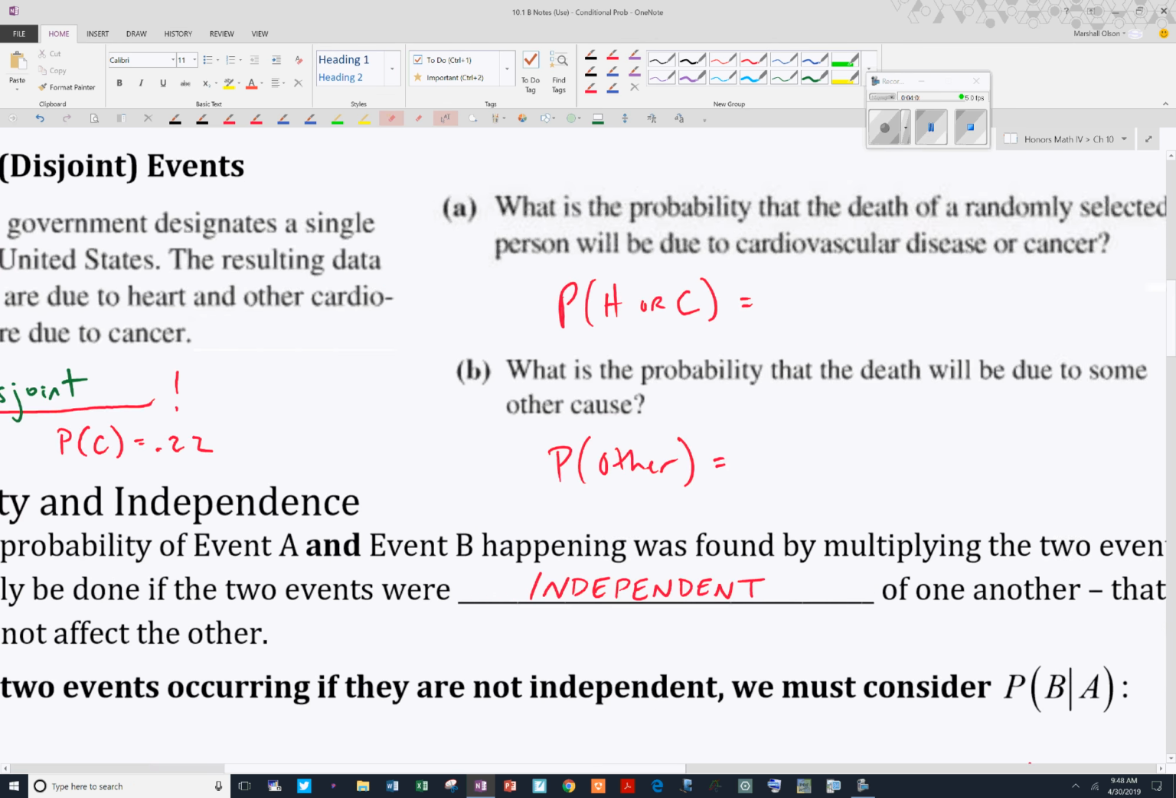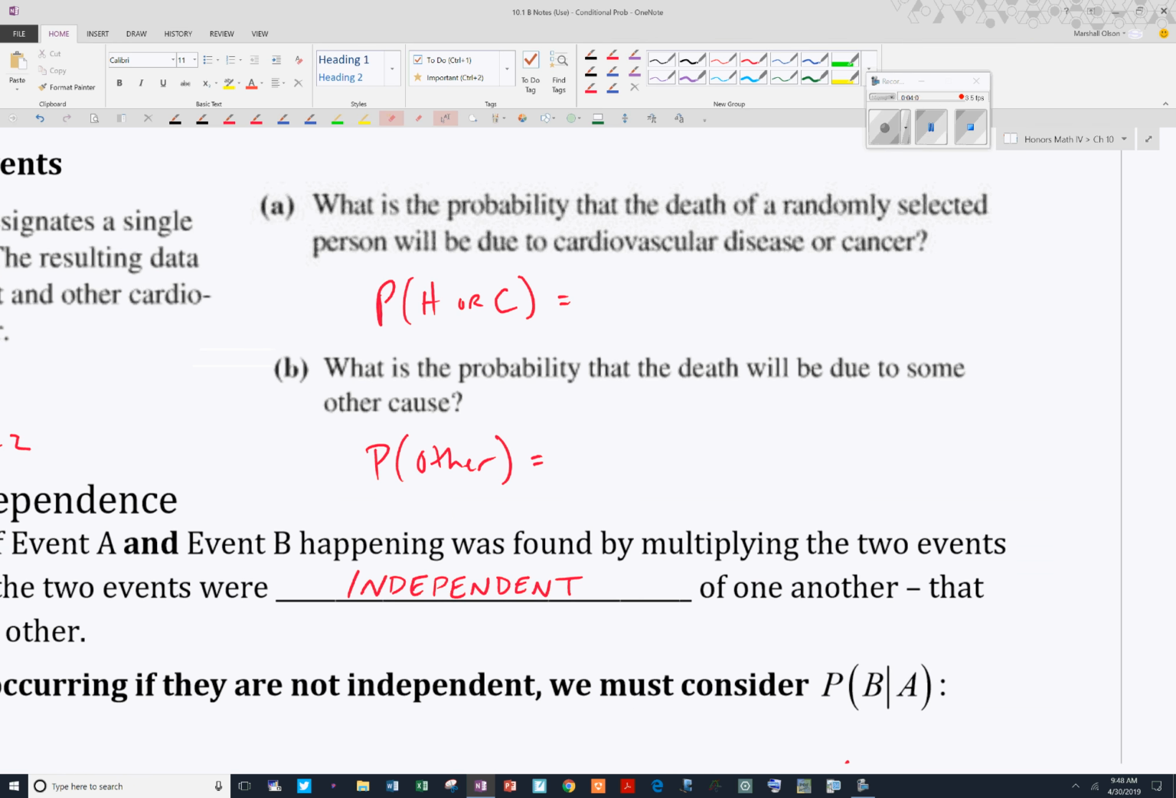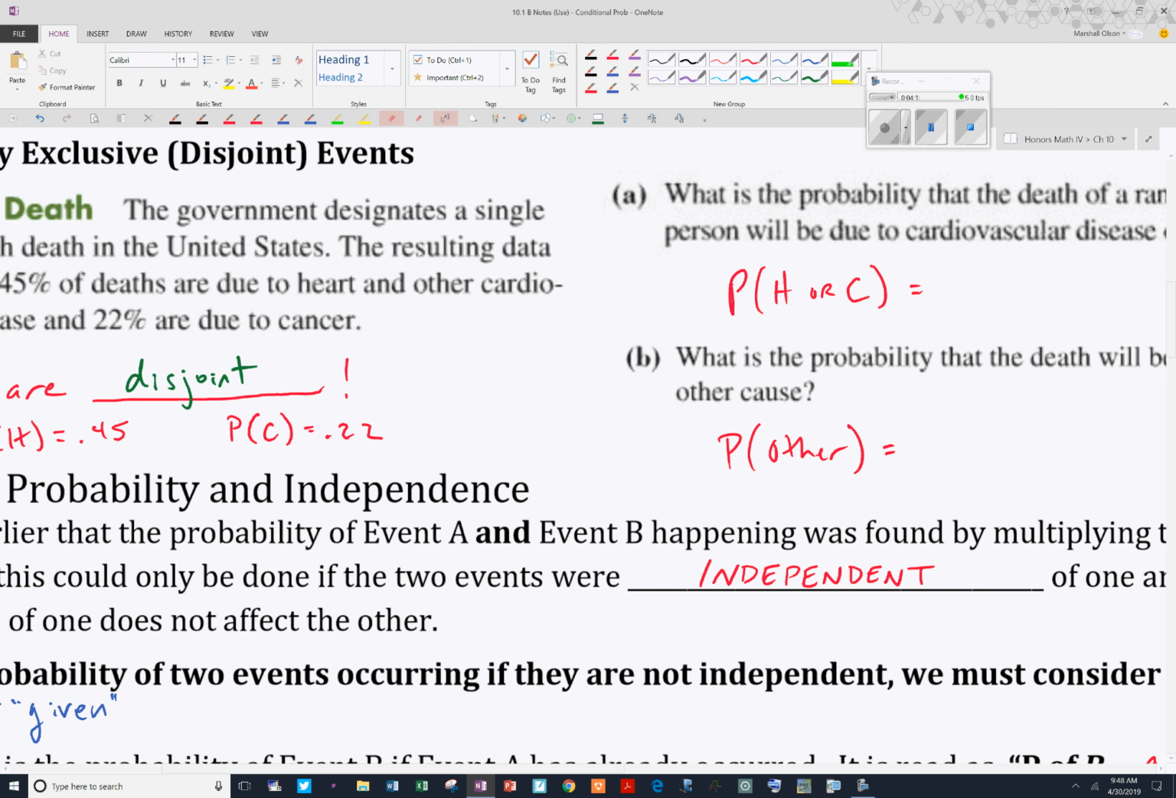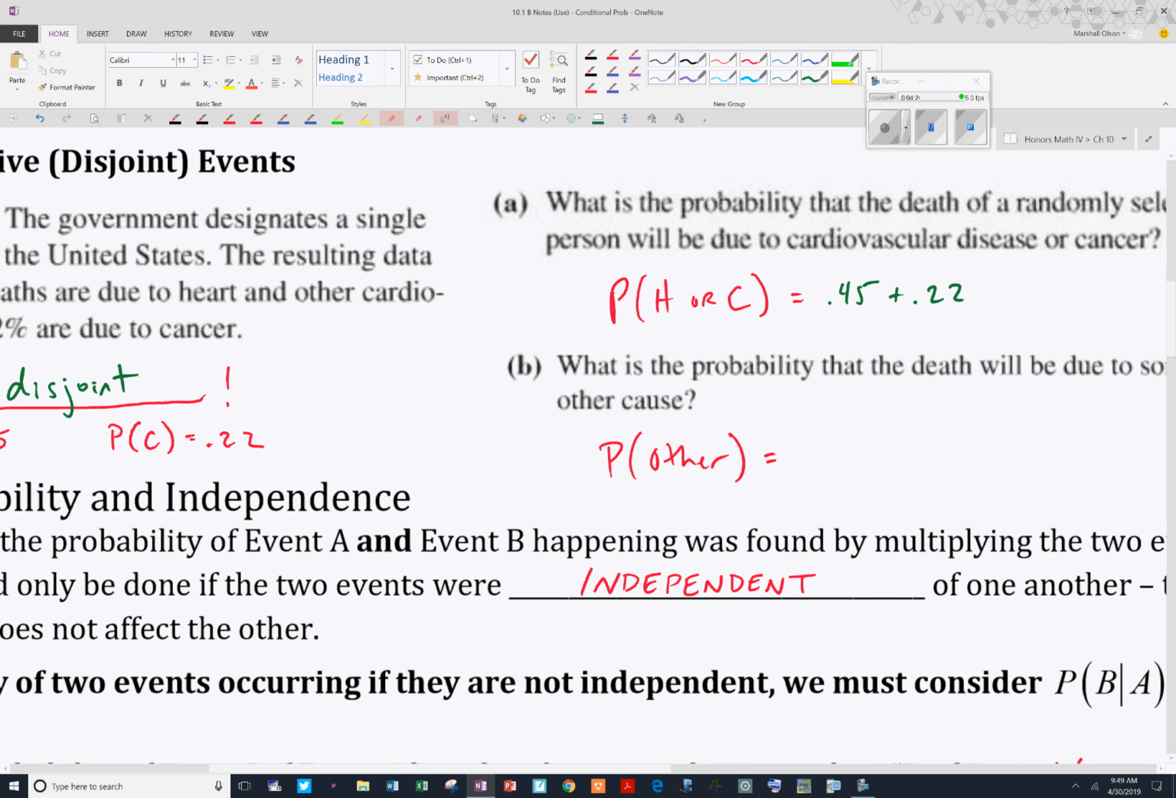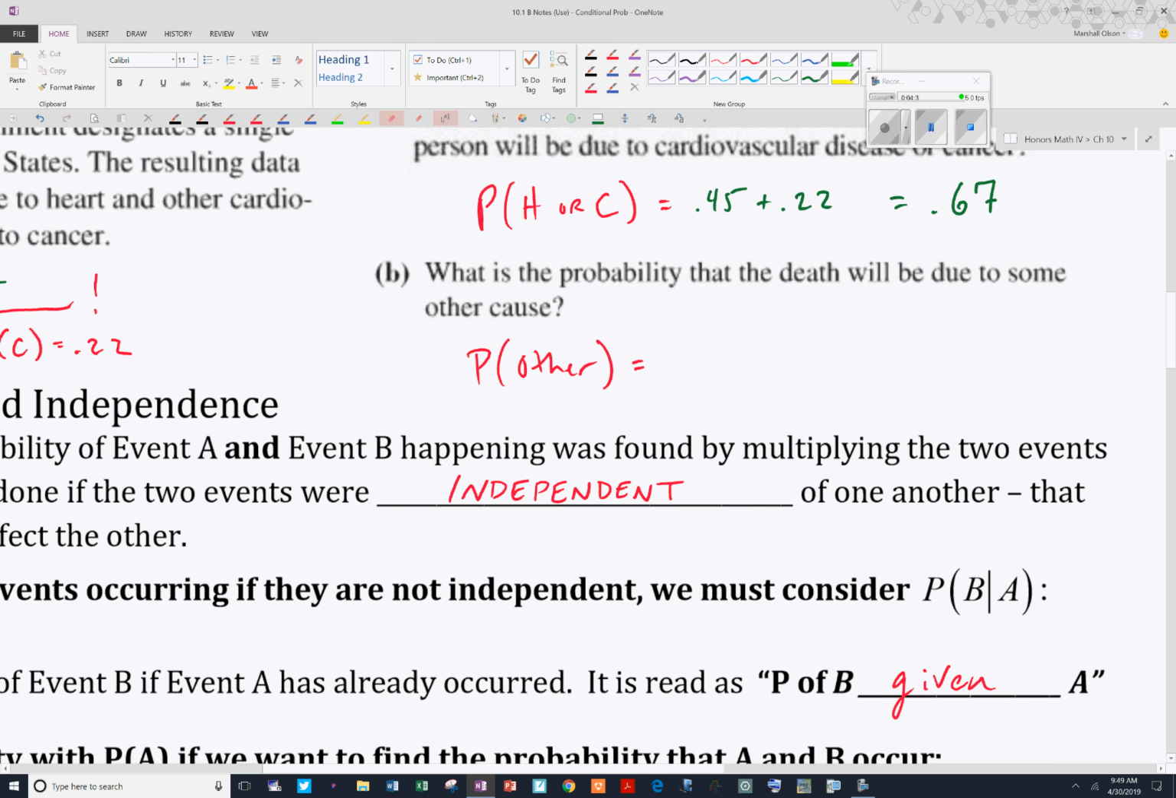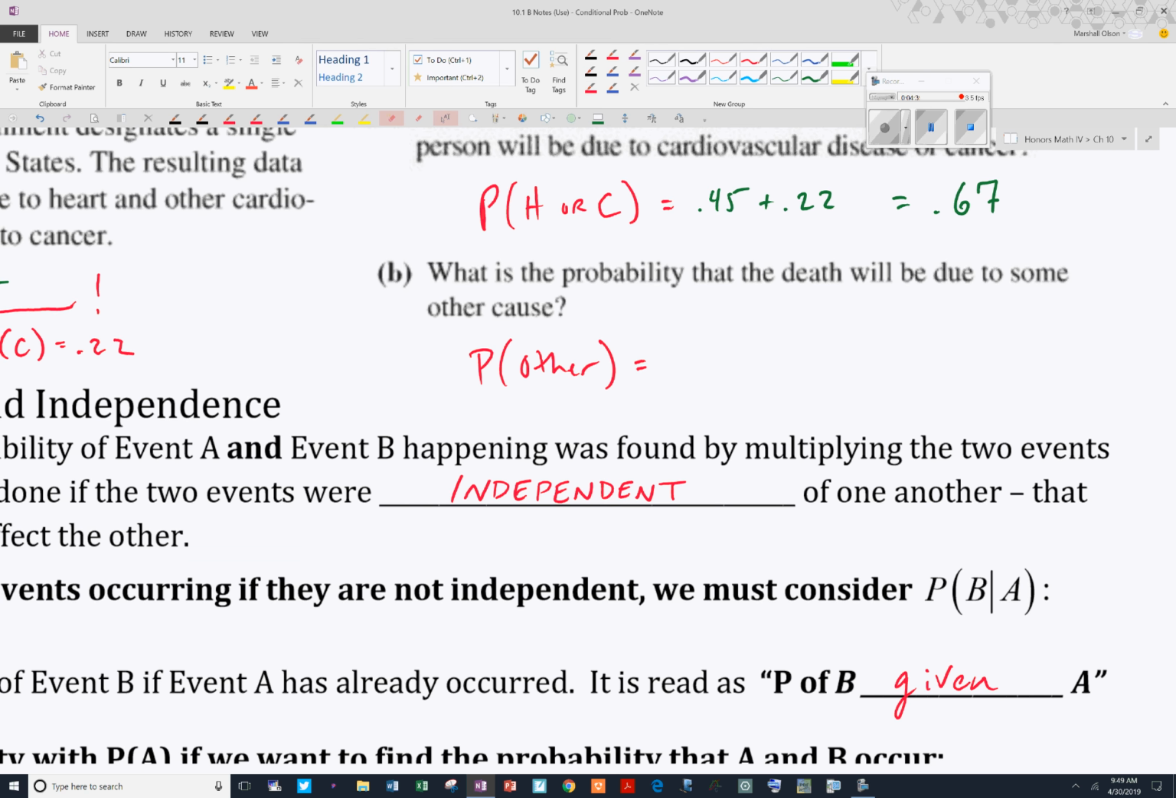So let's find some probabilities then. It says, what is the probability that the death of a randomly selected person will be due to cardiovascular disease or cancer? All you need to do is add them together. So the probability of H or C is 0.45 plus 0.22. This is 0.67. There's no need to subtract anything because if we said, okay, now we need to subtract the probability of H and C, that's just zero, right? There is no intersection. All right, what is the probability that the death will be due to some other cause?